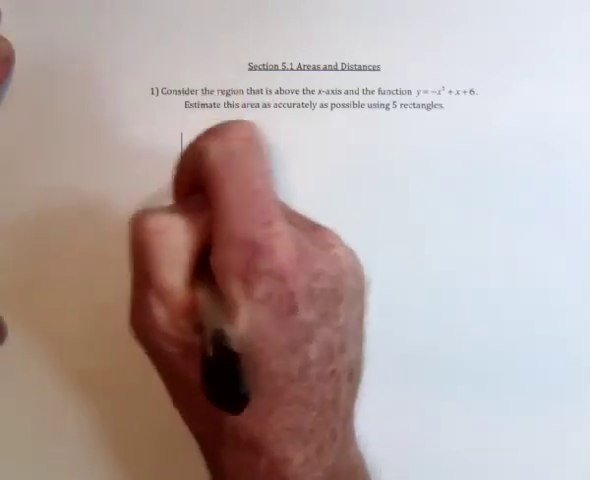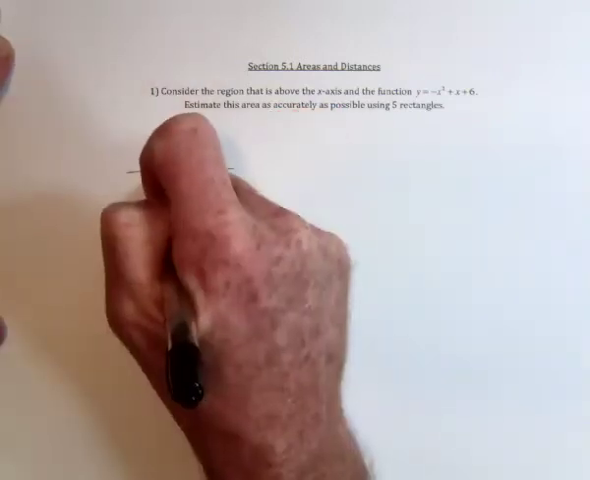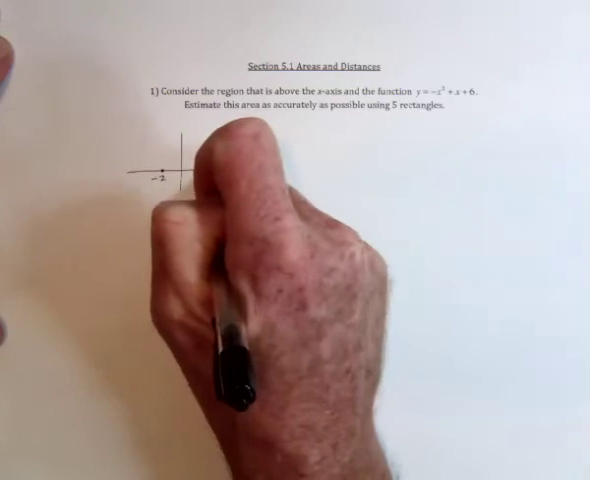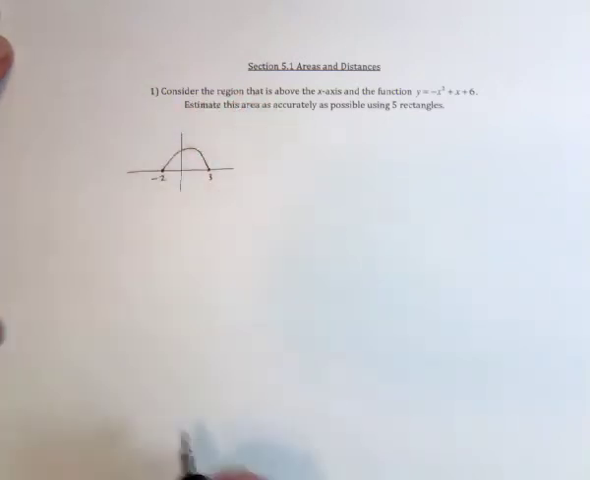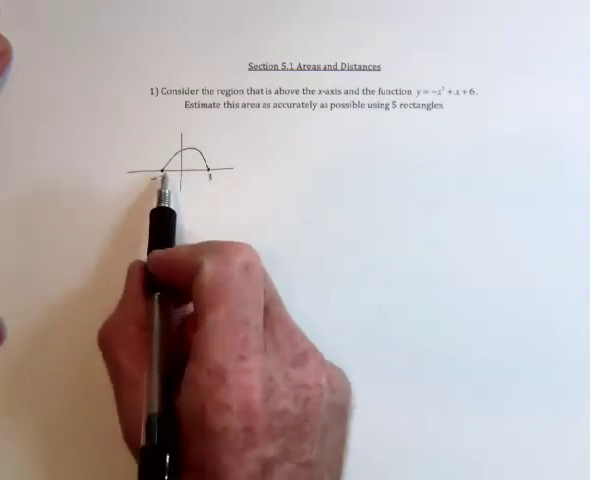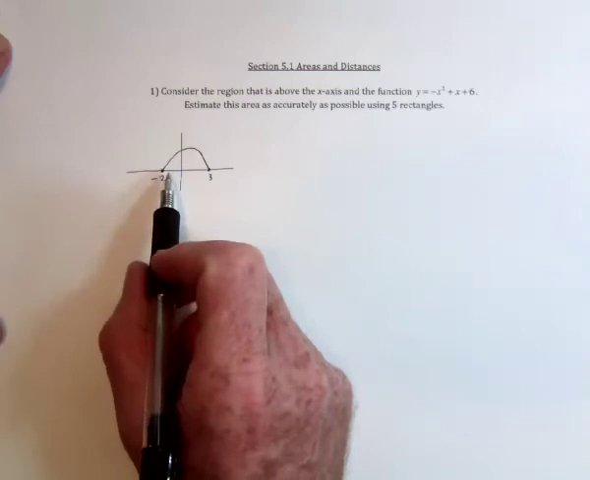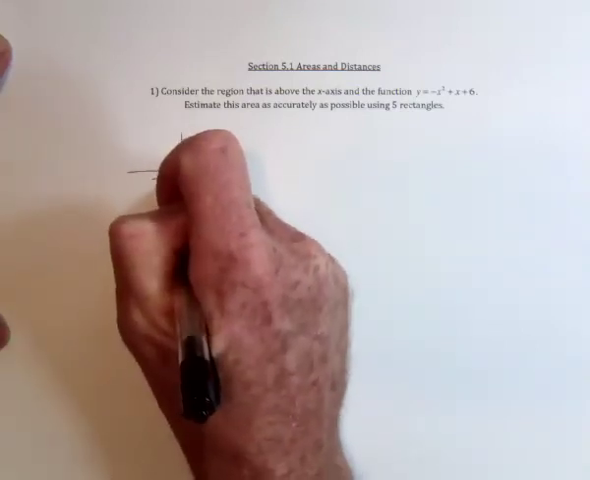So a sketch of the graph. Has it at -2 and +3. There's the parabola. And now estimate the area using 5 rectangles. So the first thing to do is take this interval from -2 to +3, which is a length of 5, and divide it into 5 pieces evenly, so that's going to be on the integers.